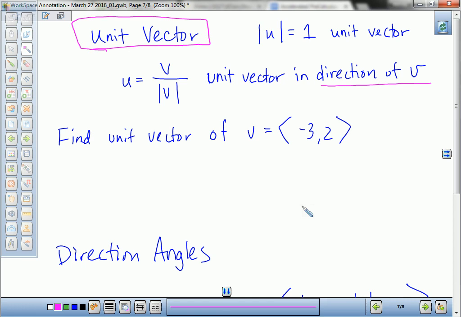Okay, so a unit vector gives us a way to represent the direction of any non-zero vector. Any vector with the direction of v is a scalar multiple of the unit vector.